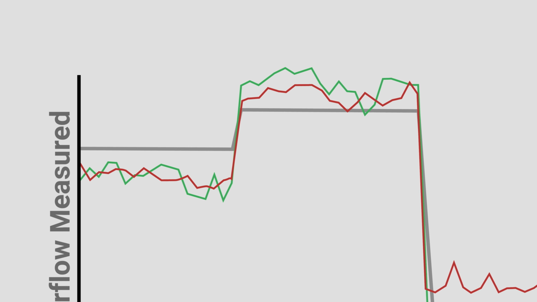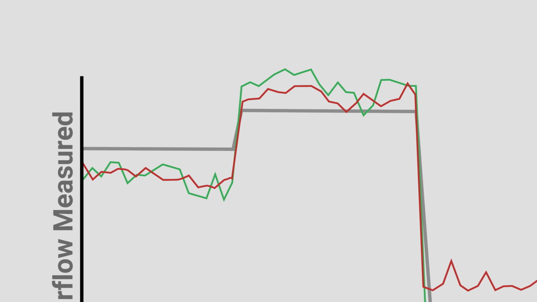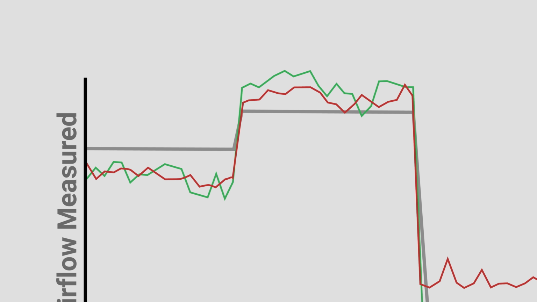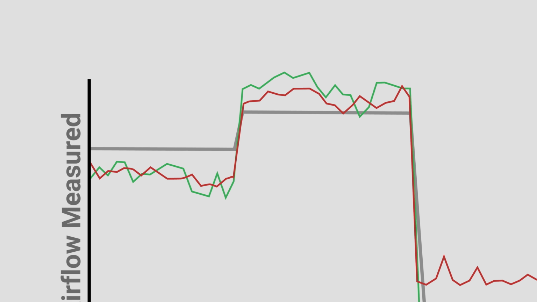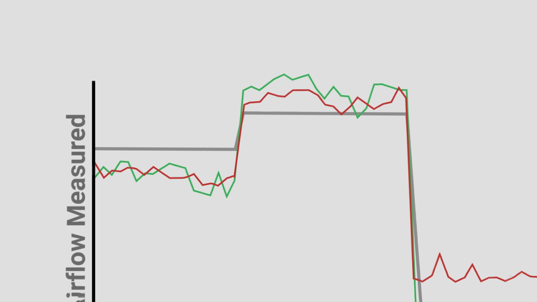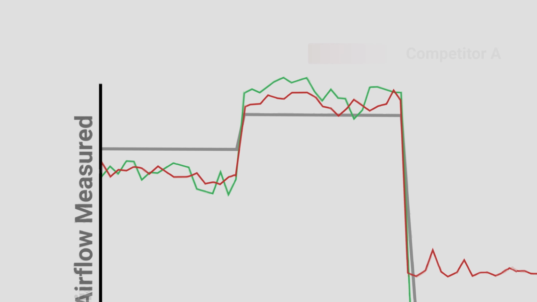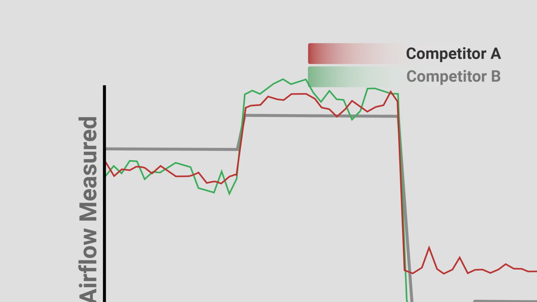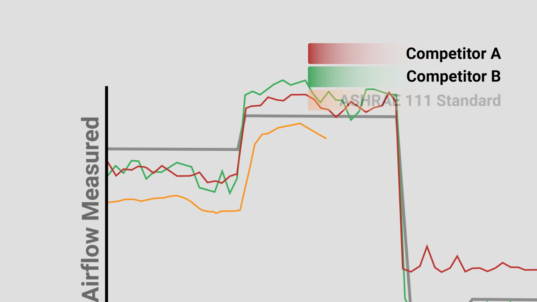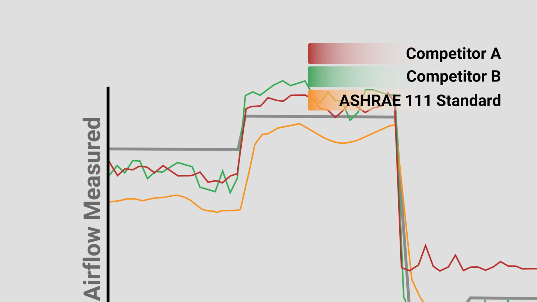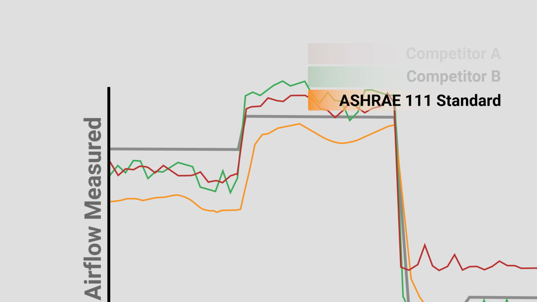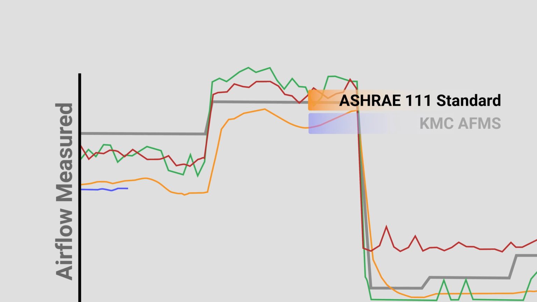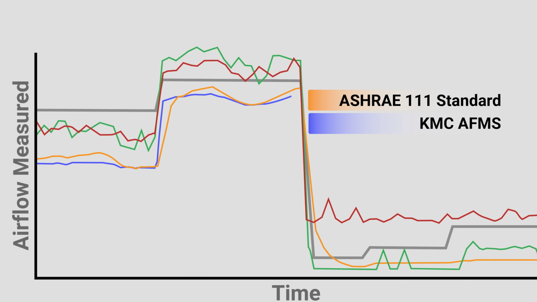In the left-hand side of the chart, where the damper is mostly open, we see the airflows track on the same relative trend line. This would be during a period of higher velocities. Competitors A and B are following the same relative trend line as the ASHRAE 111 standard, although they are producing higher than proper measurements. The KMC AFMS is following the ASHRAE 111 standard closely.